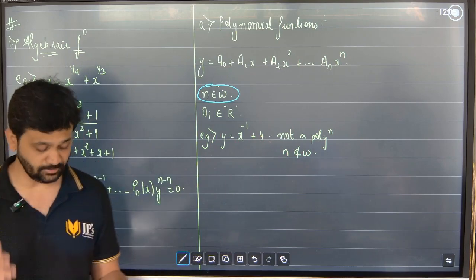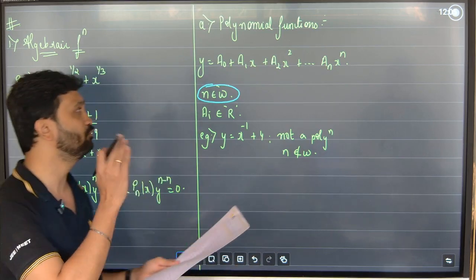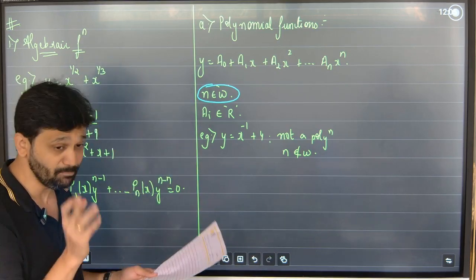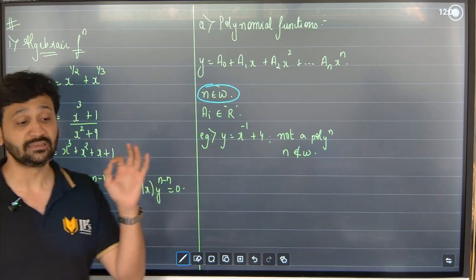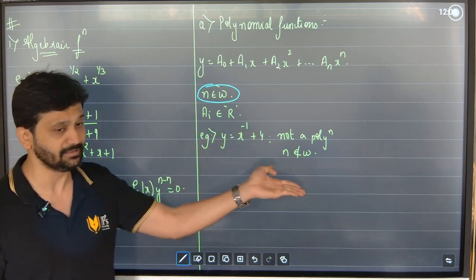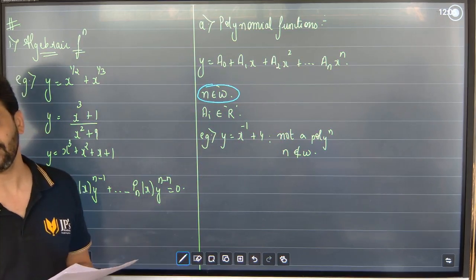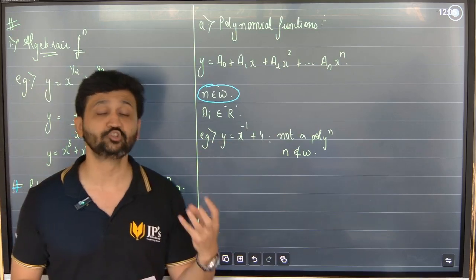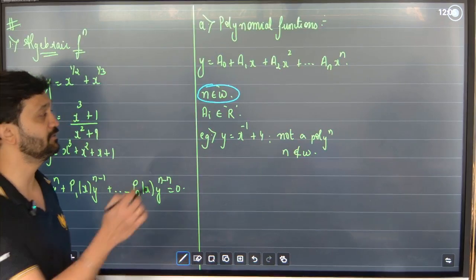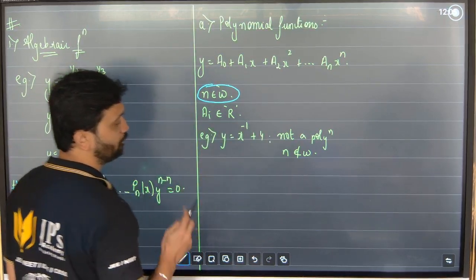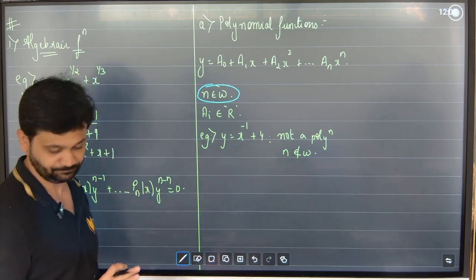So if you go through the definition again, an expression of the type y is equal to a naught plus a1 x plus a2 x square plus dot dot an x to the n, where n belongs to whole numbers and ai belongs to real numbers, then and only then we can tell it is a polynomial. If you take an example where y is equal to x raised to minus 1 plus 4, since minus 1 is not a whole number, therefore it is not a polynomial, because n does not belong to whole numbers.